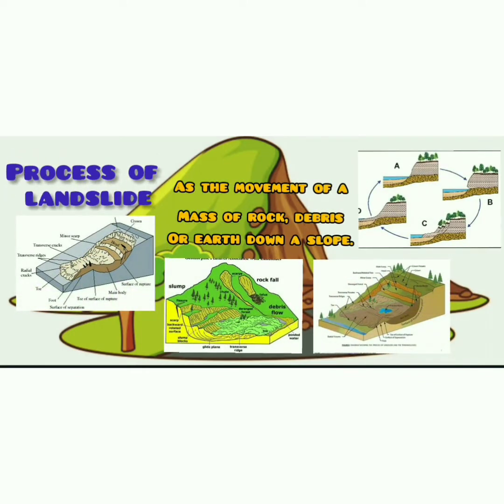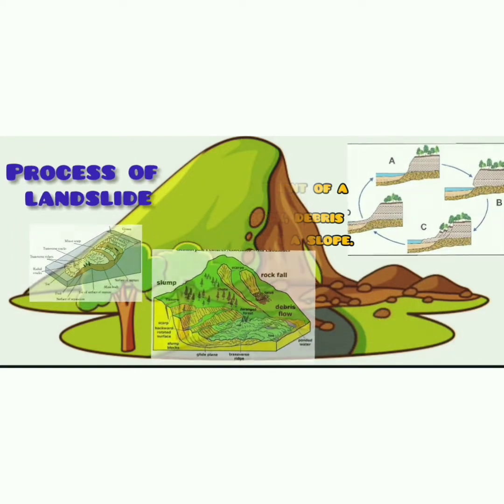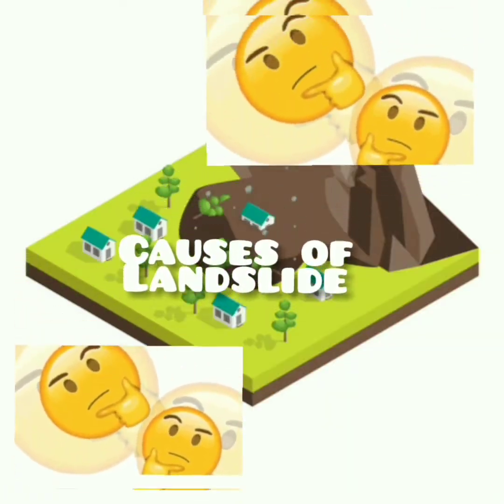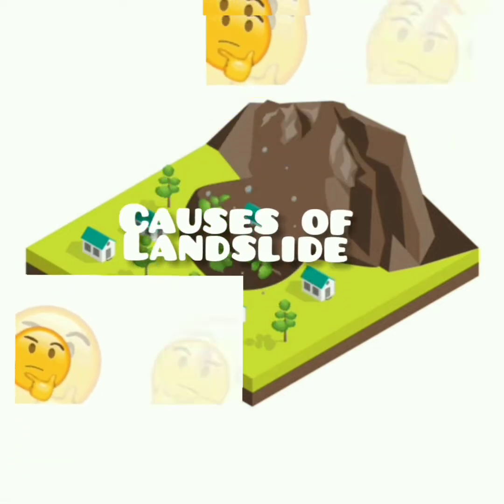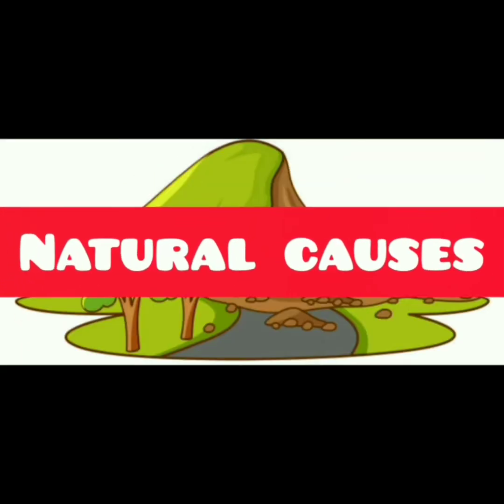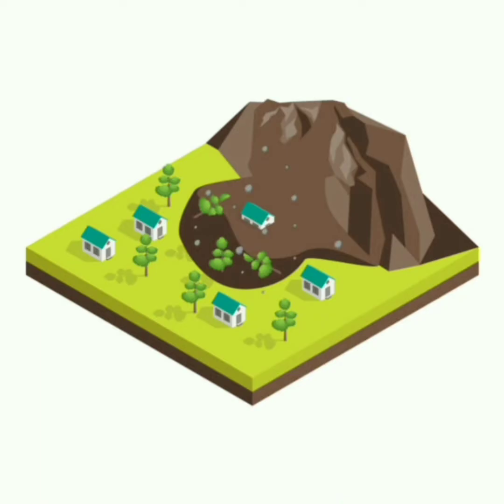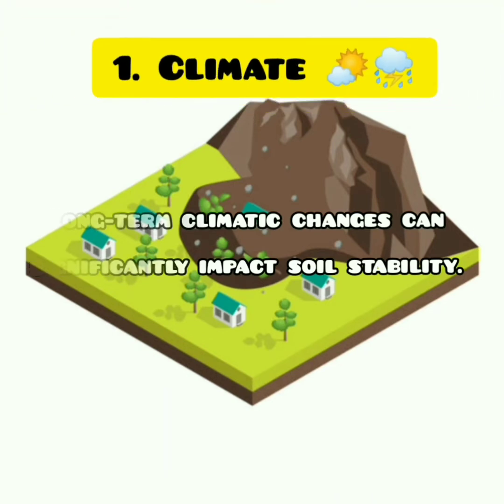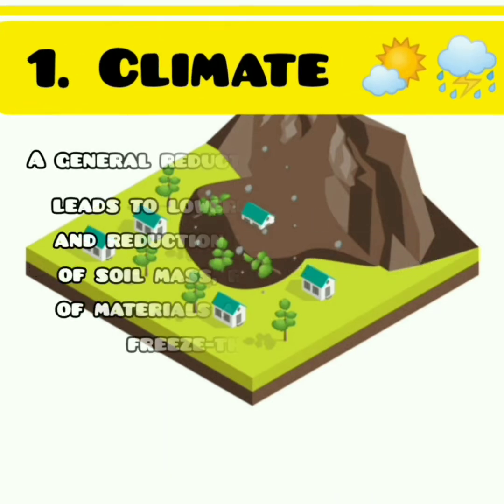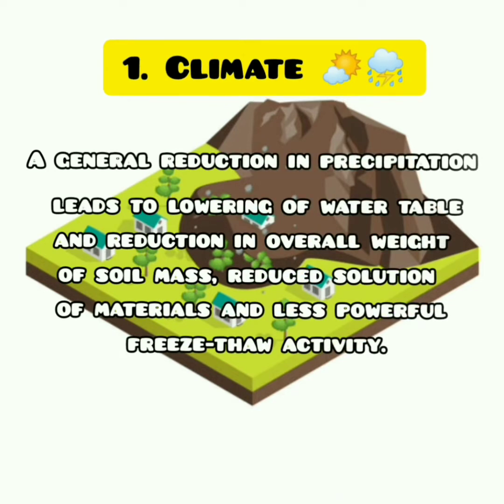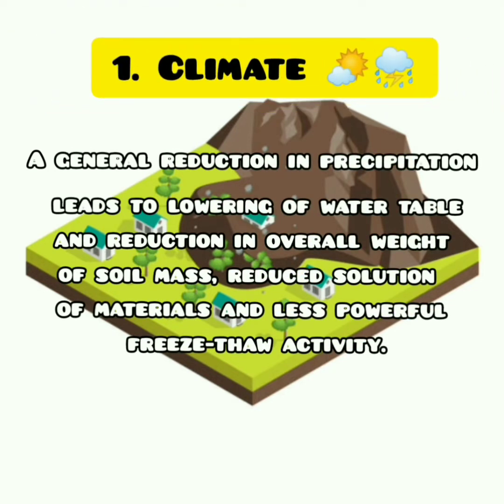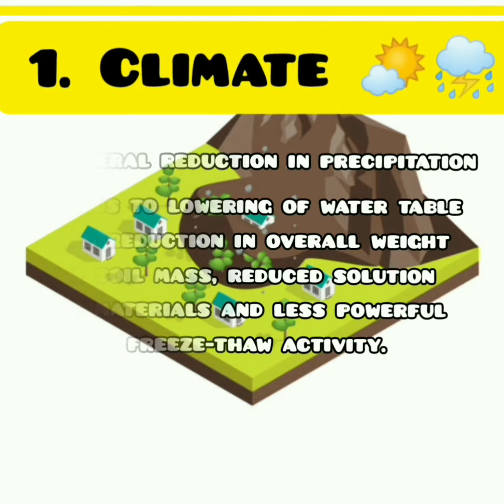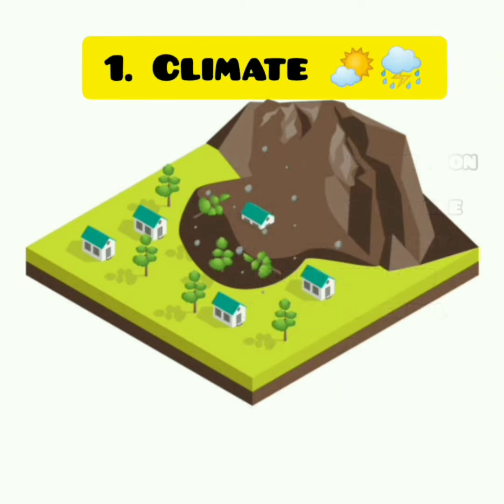The process of the landslide is the movement of a mass of rock, debris or earth down a slope. For natural causes of landslide, first is climate. Long-term climatic changes can significantly impact soil stability. Generally, a reduction in precipitation leads to lowering of the water table and reduction in the overall weight of the soil mass. It also reduces solution of material and leads to less powerful freeze-thaw activity.